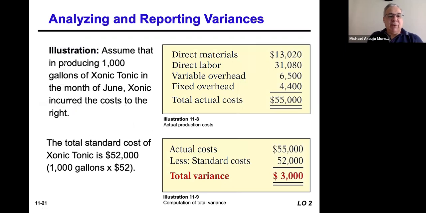All right, so let's take a look at an illustration that throws this total in an example, and that's going to help you with your homework here. So assume that we are producing 1,000 gallons of Zonic tonic.